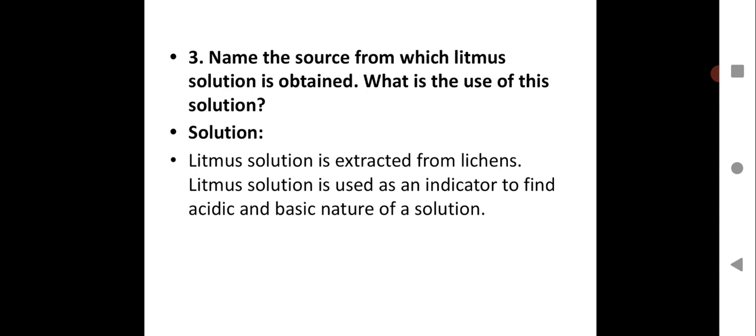Question number 3: name the source from which litmus solution is obtained. What is the use of this solution? You have learned all this, children. Litmus solution is extracted from lichens, and it is used as an indicator to find the acidic and basic nature of a solution. I hope this is very clear.